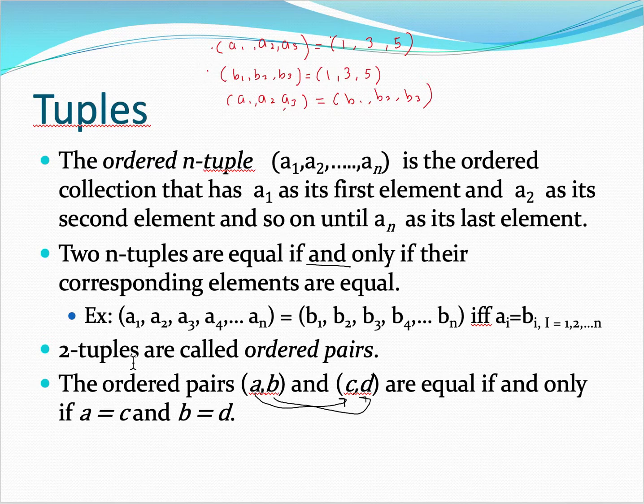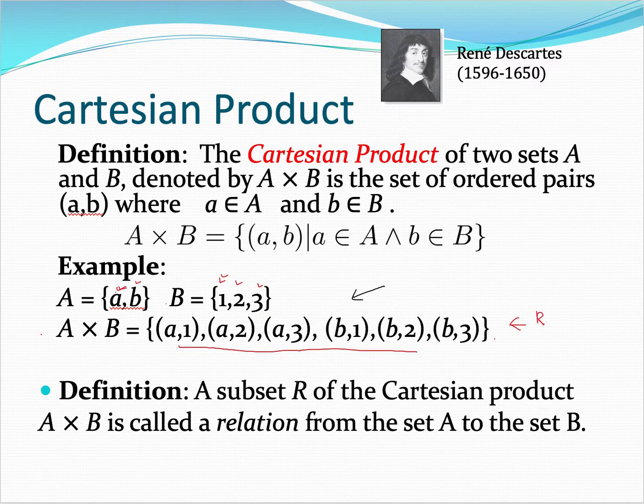So 2-tuples are called ordered pairs. The ordered pairs (A, B) and (C, D) are equal if and only if A is equal to C, the value of A is equal to C, and the value of B is equal to D.